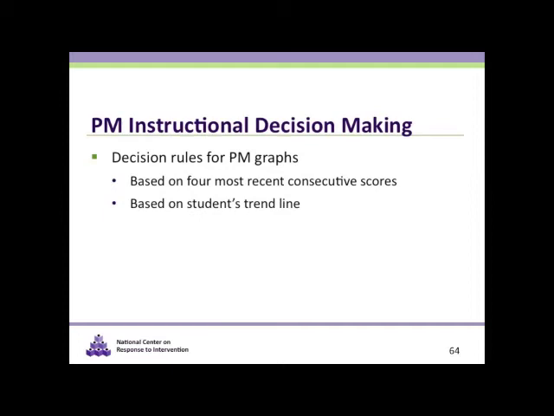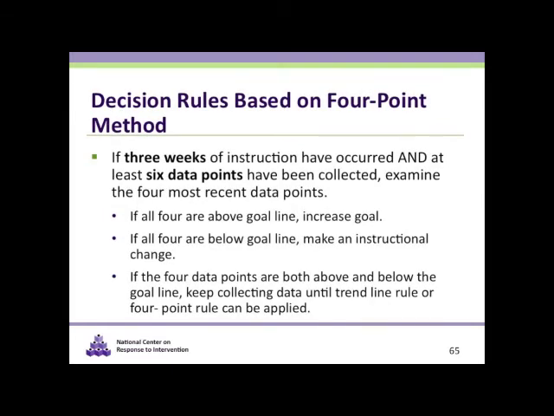Let's look at examples. Decision rules based on the 4-point method. If 3 weeks of instruction have occurred and at least 6 data points have been collected, examine the 4 most recent data points. If all 4 are above the goal line, increase the goal. If all 4 are below the goal line, make an instructional change. If the 4 data points are both above and below the goal line, keep collecting data until the trend line rule or 4-point rule can be applied.